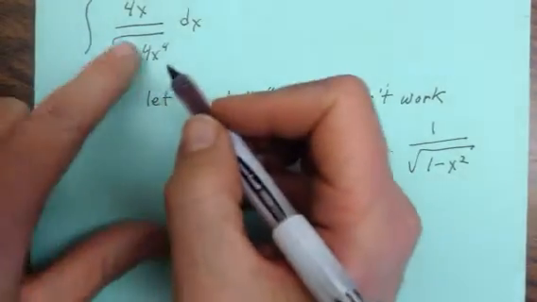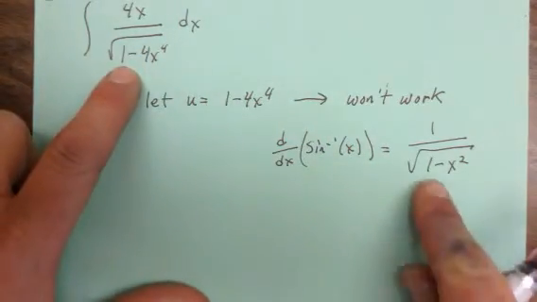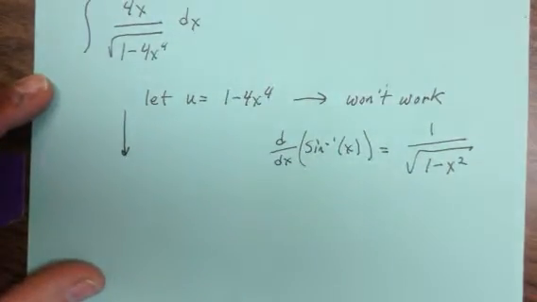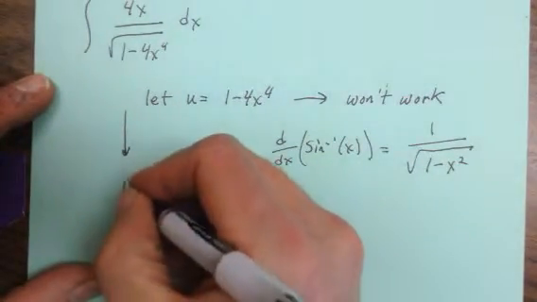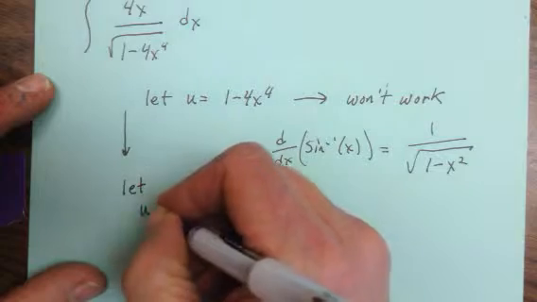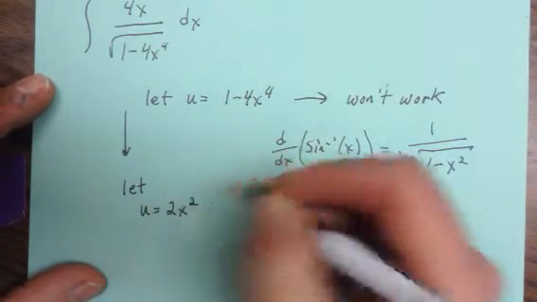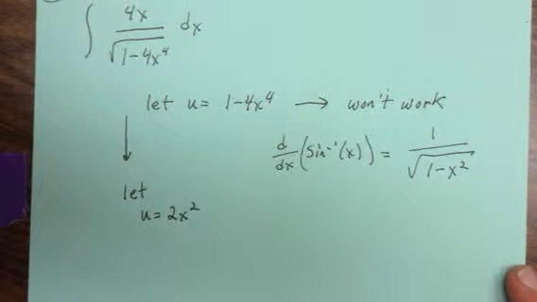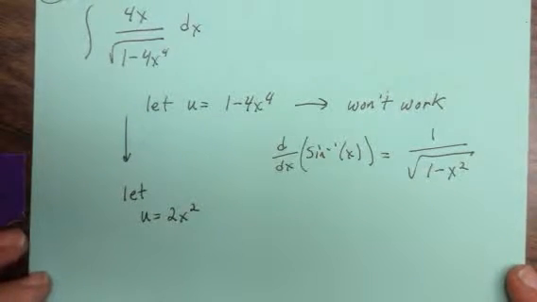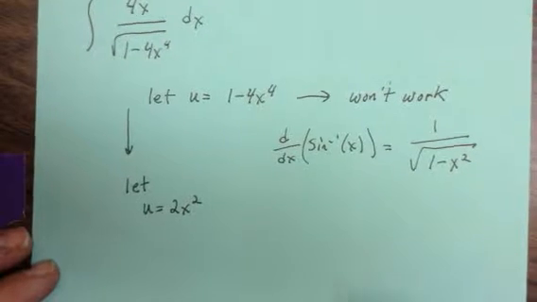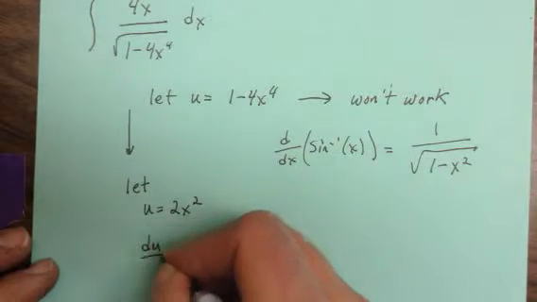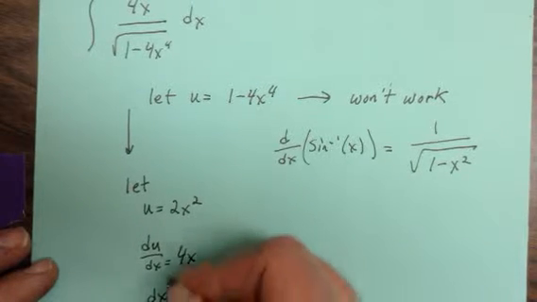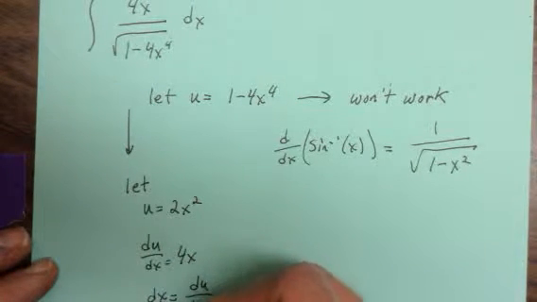So what we're going to do is try to turn this into something that looks like this. You can try some other things as well, but the substitution that ends up working is let u equal 2x squared. When you do a few of these, you'll start to get some experience, some wisdom, and you'll get better at figuring out what works and what doesn't. So du dx is equal to 4x. So dx is equal to du over 4x.